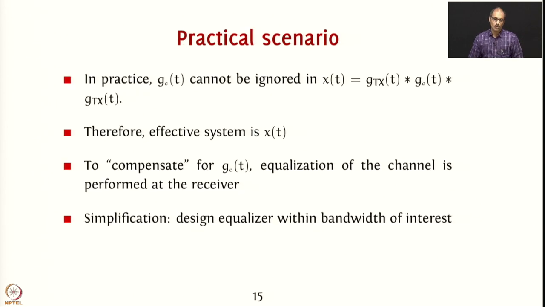In practice, of course, as we mentioned, GC of t cannot be ignored. So the effective system is x of t, and even if you have chosen GTX and GRX to be equal, you're going to get the raised cosine convolved with GC. So we have to compensate for GC somehow, and here we call it equalization, because we need to have some other particular system or filter that will equalize the channel.